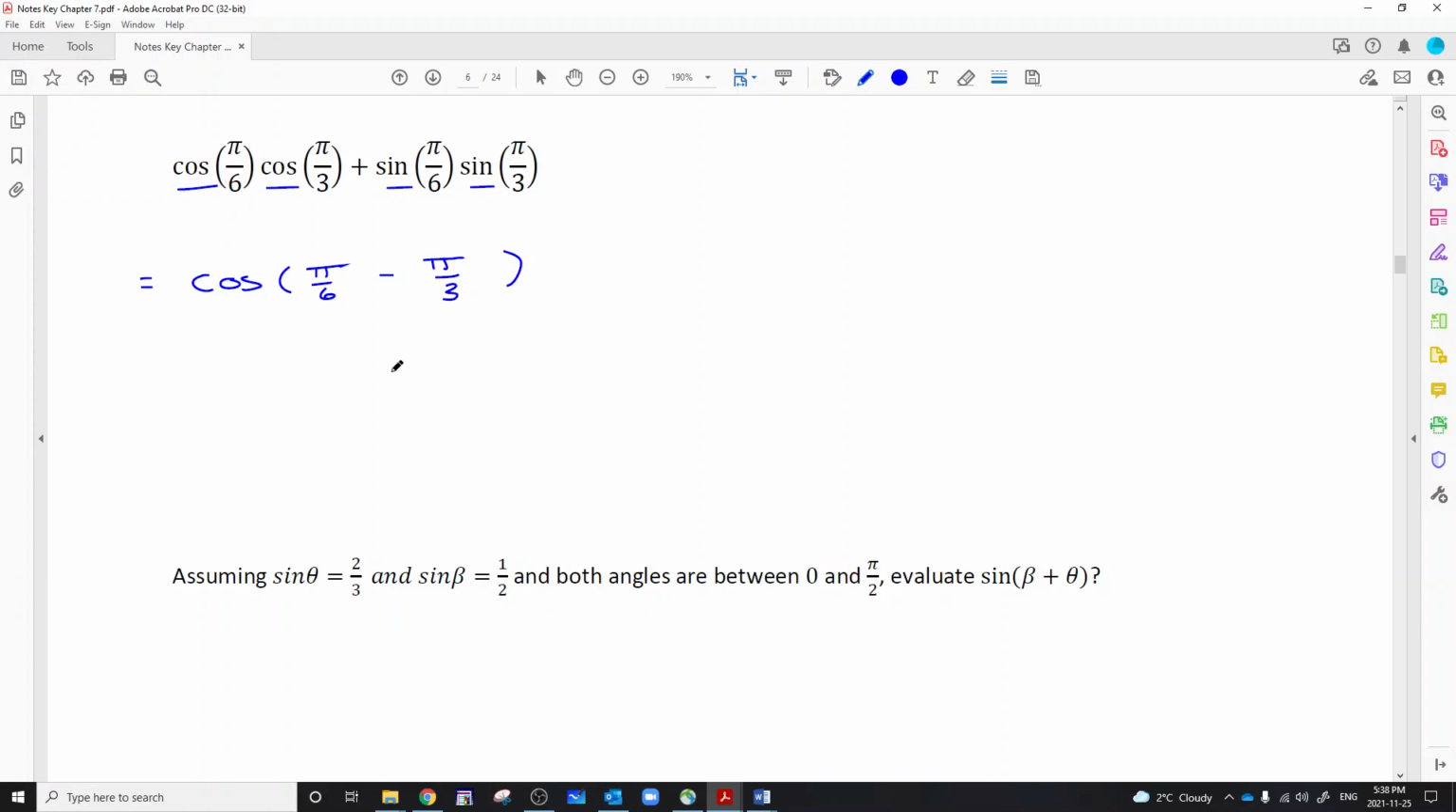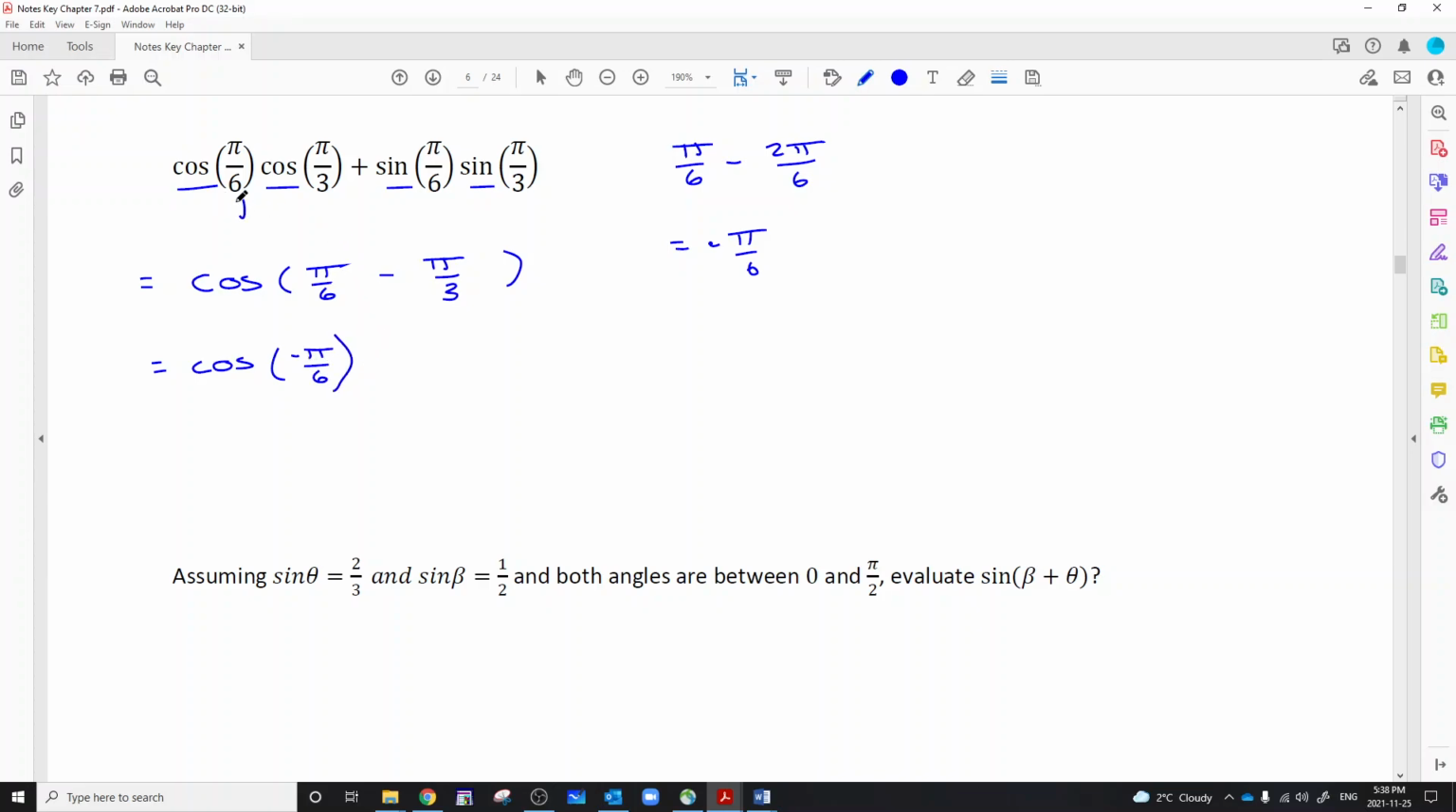Okay, let's see what happens with this one. So now what I'm going to do is I'm going to subtract these two. Now to subtract fractions, I need a common denominator. So pi by 6 minus pi by 3, I'm going to make that 2 pi by 6, which is going to give me negative pi by 6. Okay, so this is going to be expressed as a single trig expression as the cos of negative pi by 6.